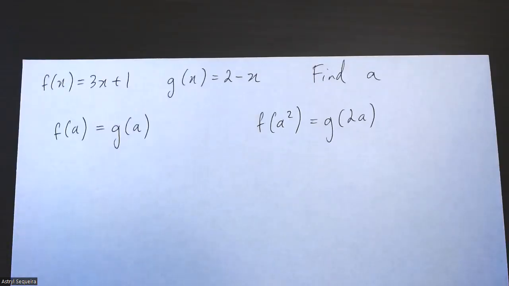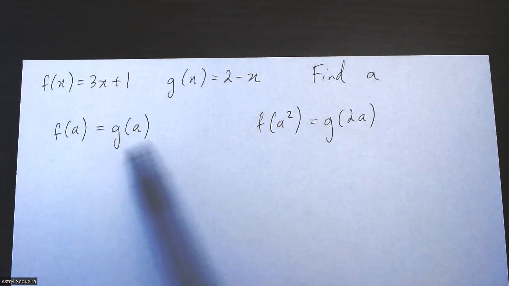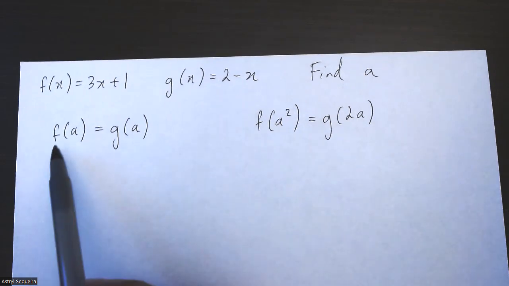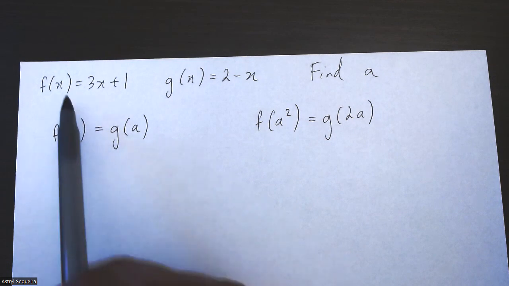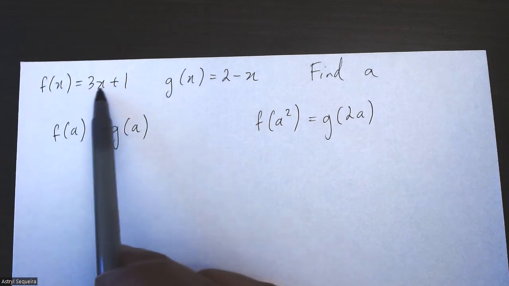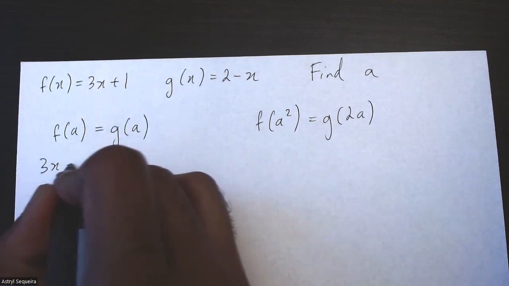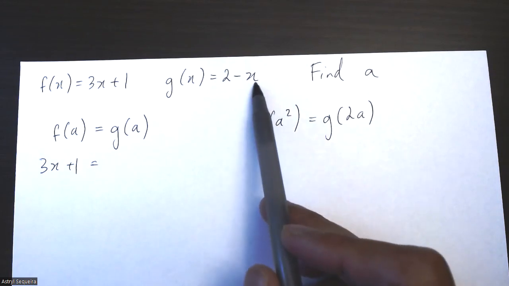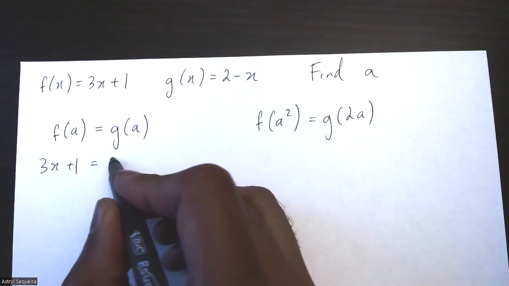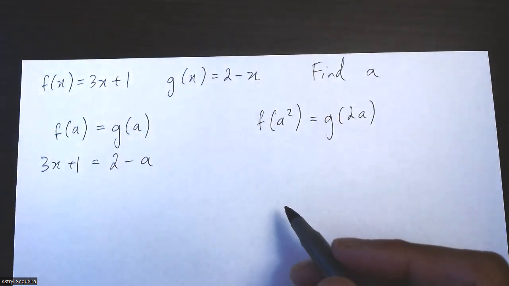All right, so in this video, we are given two functions, f of x and g of x, and we need to find a in these two situations over here. So the first one says f of a equals g of a. So f of a is just replacing the f function. I'm replacing my x with a, so that's just going to be 3x plus 1. And g of a is just replacing a in the g function, so that's just going to be 2 minus a. And now we want to solve this.